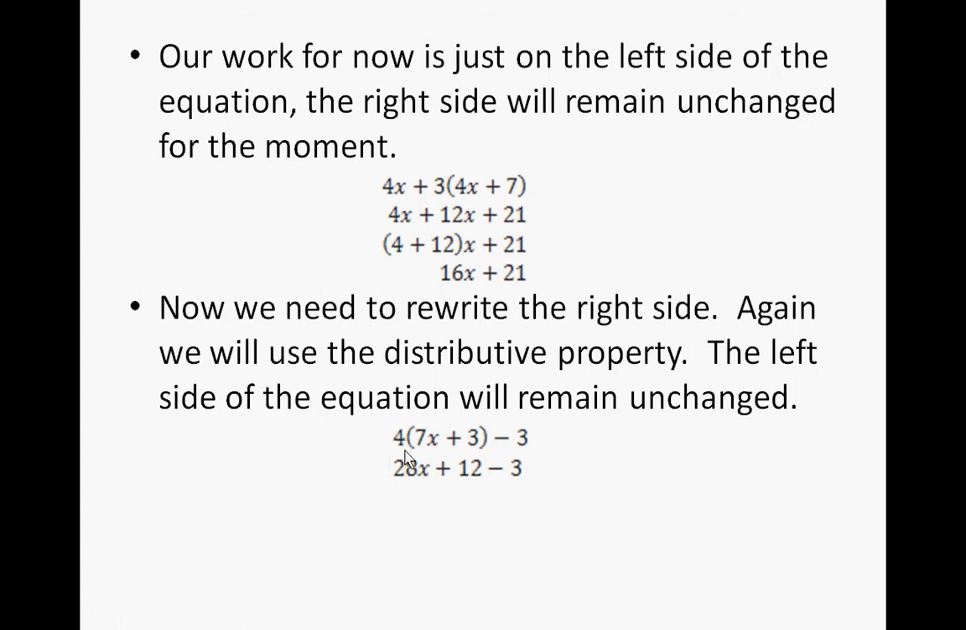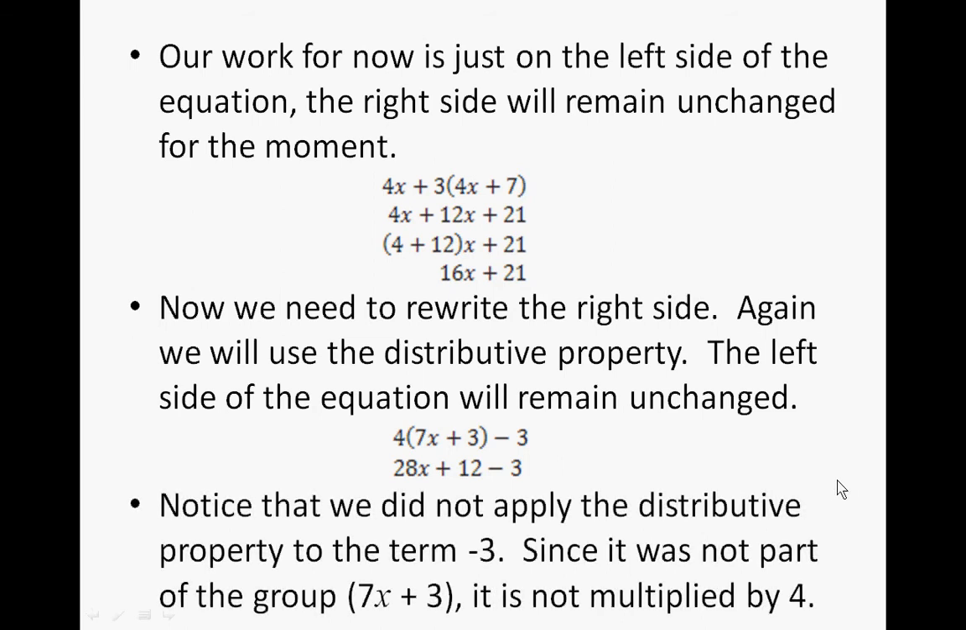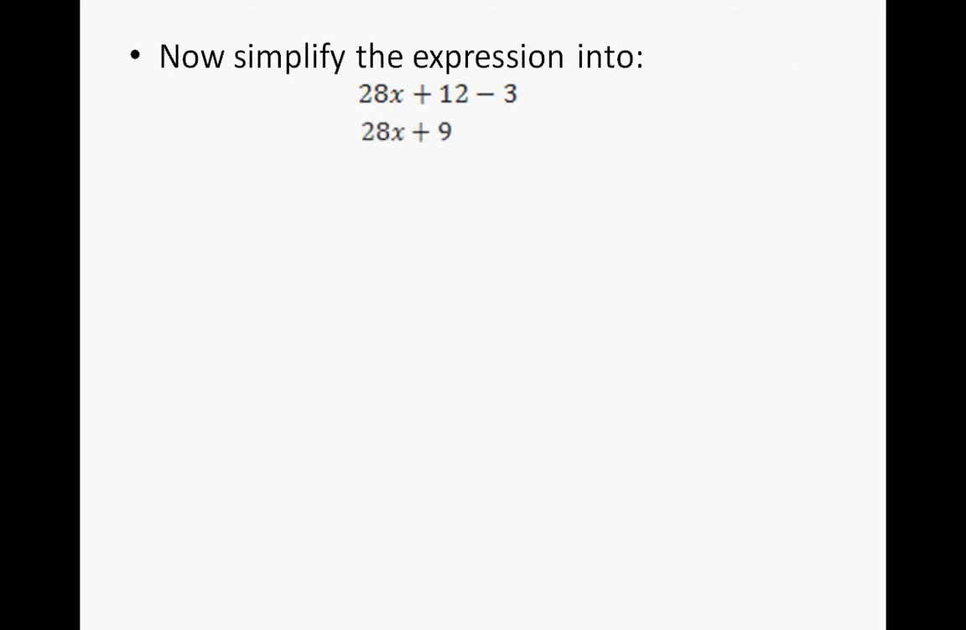So we have 4 times the quantity of 7x plus 3 minus 3, which is going to be 28x plus 12 minus 3. Notice that we did not apply the distributive property to the term of minus 3 or negative 3. Since it is not part of the group 7x plus 3, it is not going to be multiplied by the 4. Now we're going to simplify the expression into 28x plus 12 minus 3, and that becomes 28x plus 9.